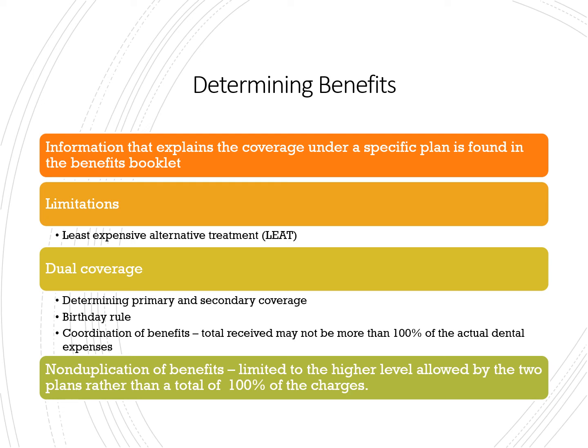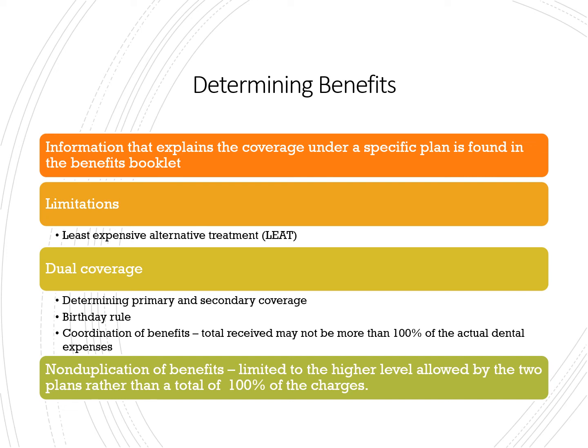There's also dual coverage, and this is where perhaps a husband or a wife both have insurance. And you'll have to determine which insurance is the primary and which insurance is the secondary. And a lot of times they use the birthday rule. The birthday rule states that the insured person whose birthday falls earliest in the year is the primary, and the secondary is the insured whose birthday is later in the year.